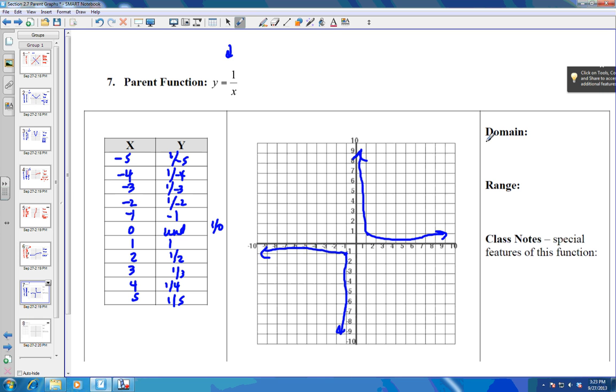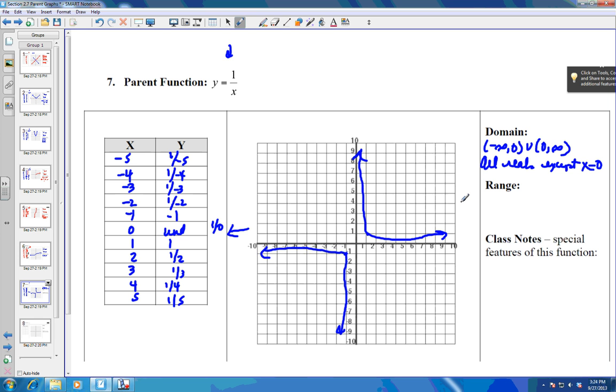Okay, so my domain are what x values can it include? Well, I can include any x value that I want except for this one right here. I can't include 0. So one way we could write it would be -infinity to 0 unioned with 0 to infinity. Or I could put all reals except x equals 0. My range is the same way.